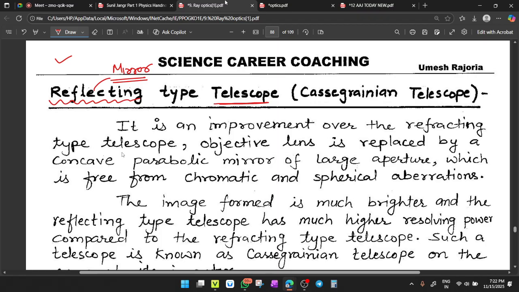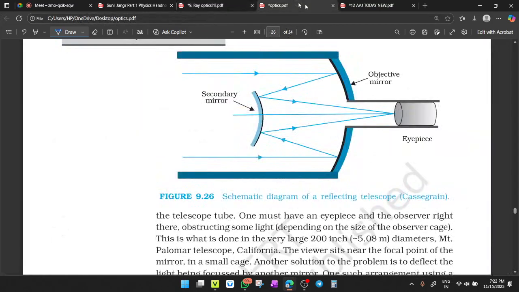So what is the reflecting type of telescope? This is called the Cassegrain telescope. It is an improvement over the refracting type of telescope. Yesterday we studied the astronomical telescope, which is an example of the refracting type. Now, the objective lens is replaced by a concave parabolic mirror of large aperture. So in place of the objective lens, there is an objective mirror. This is your objective mirror.